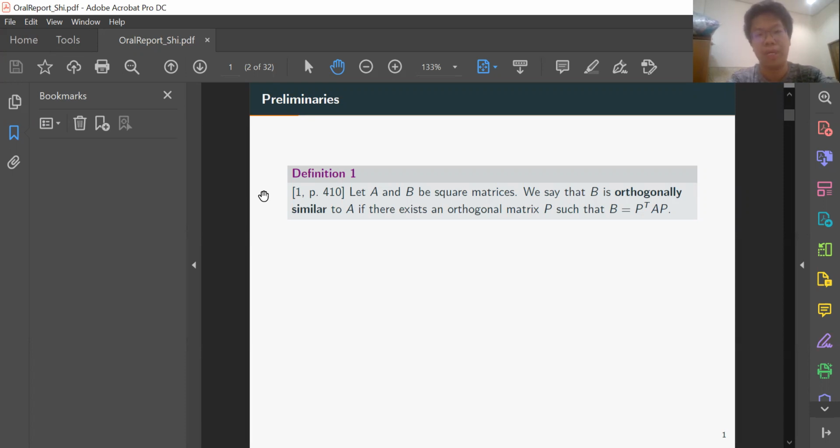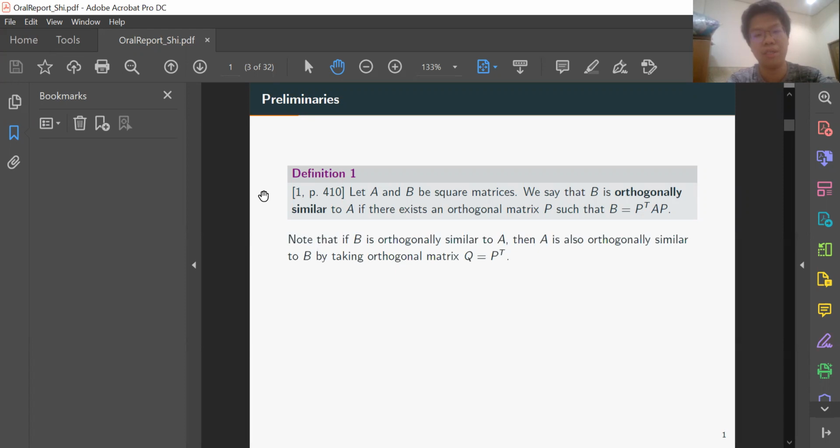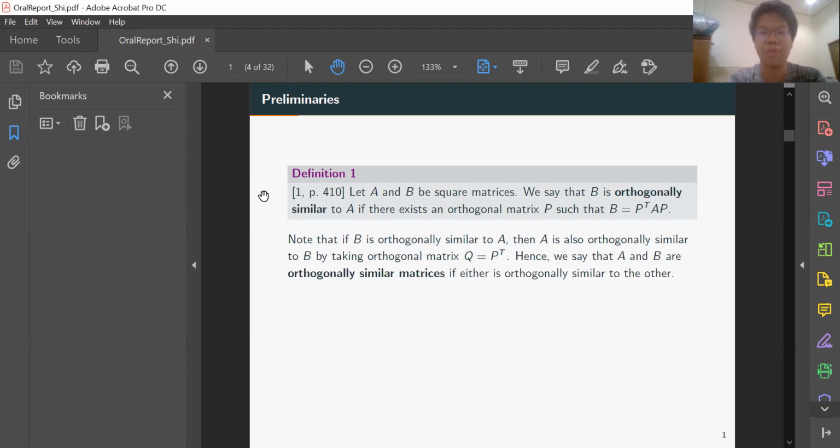Let A and B be square matrices. We say that B is orthogonally similar to A if there exists an orthogonal matrix P such that B is equal to P transpose AP. Note that if B is orthogonally similar to A, then A is also orthogonally similar to B by taking the orthogonal matrix Q equal to P transpose. Hence, we say that A and B are orthogonally similar matrices if either is orthogonally similar to the other.